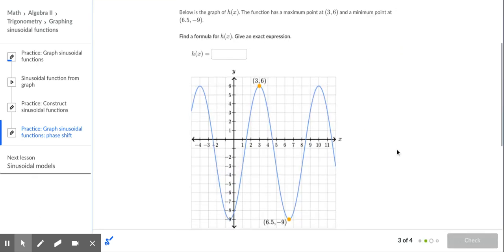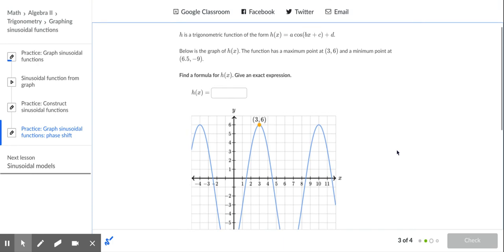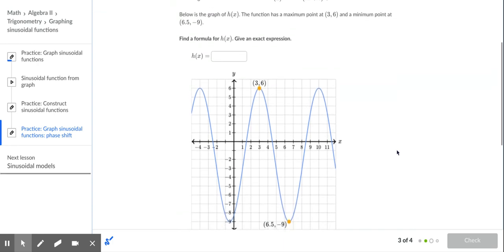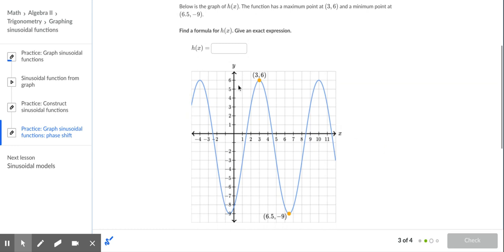All right. This is cosine. So let's go ahead and do this example as well. This is cosine. So normally our maximum would be on the y. So our maximum is going to be our starting point. We're not given the midline, we're given the maximum and the minimum. So we can find the midline by taking the average of the maximum and minimum.